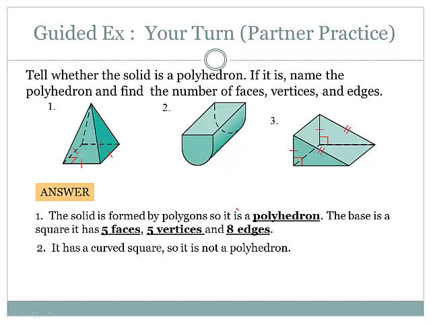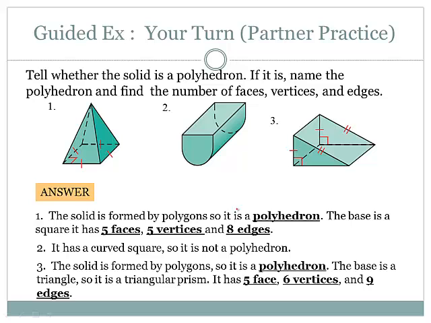Number 2, it is a curved square, so our square is curved at the bottom, and therefore it is not a polyhedron. And finally, number 3 is a polyhedron, and that is a triangular prism, and it has 5 faces, 6 vertices, and 9 edges. So you guys need to make sure that you're getting these correct. And when you're looking at these, remember, I've said this a few times, use different colors, different line markings.